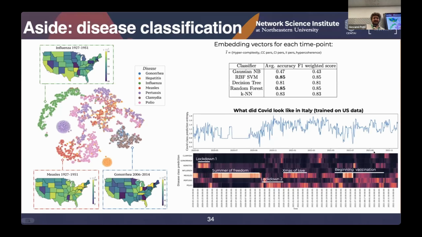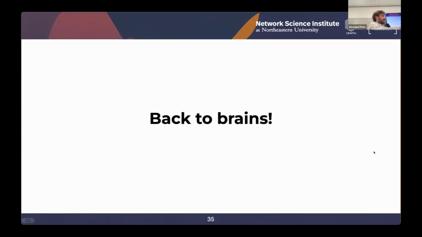The reason why I'm showing you this is that it's a fun game, right? But it's actually telling you that it seems to be picking up something interesting, mixing together dynamics and space. I don't know what, but it does. But I want to show you. Now back to brains before I lose my job.